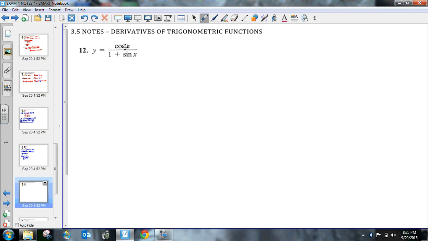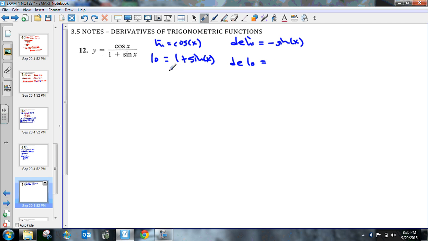Okay, now this one is going to require the quotient rule. Okay, I can't simplify anything from my numerator to my denominator, so let's go ahead and use the quotient rule. I'm going to identify my high function, which is cosine of x. I'm going to identify my low function, which is 1 plus sine of x. And so if I take the derivative of my high function, the derivative of cosine is negative sine of x. Okay, the derivative of my low function: the derivative of 1 is 0. The derivative of sine is just cosine of x.